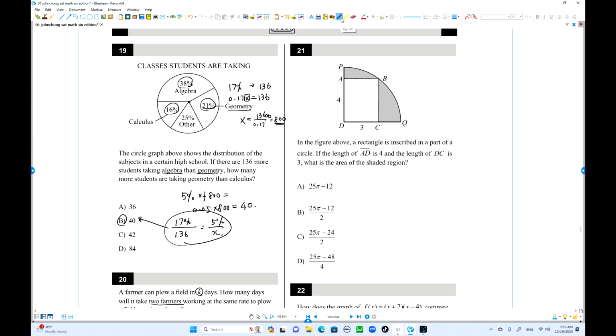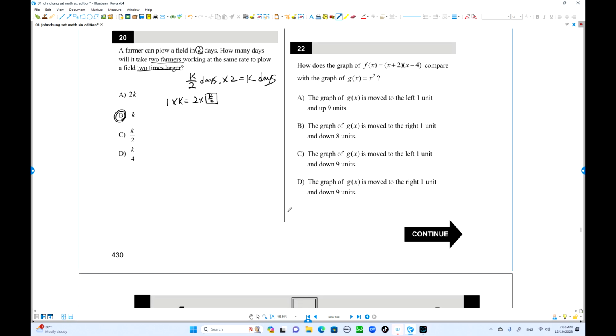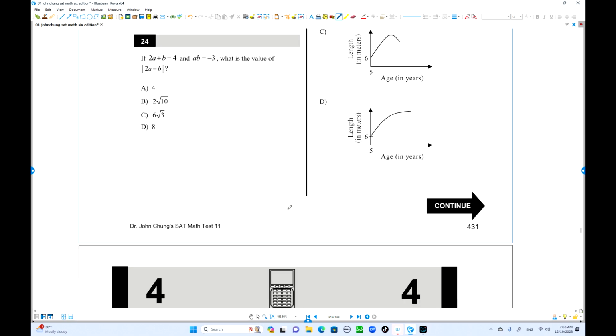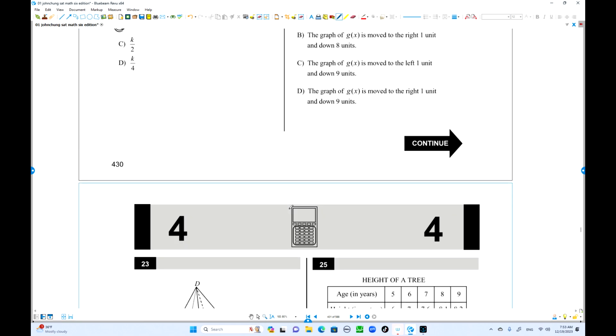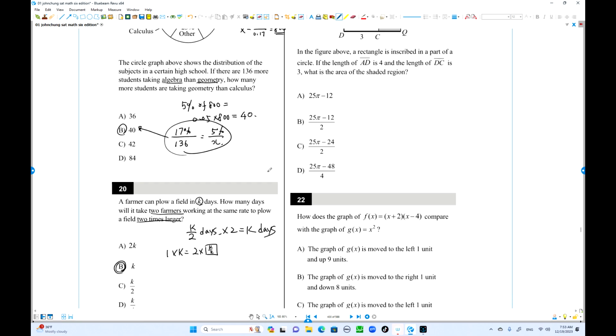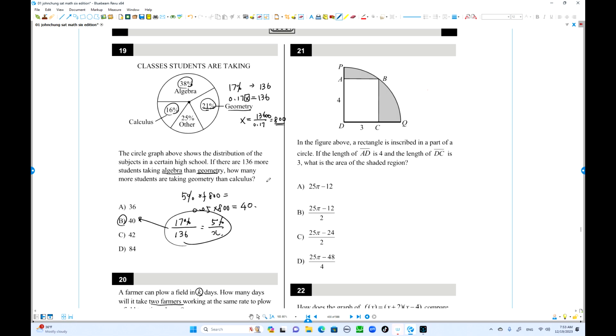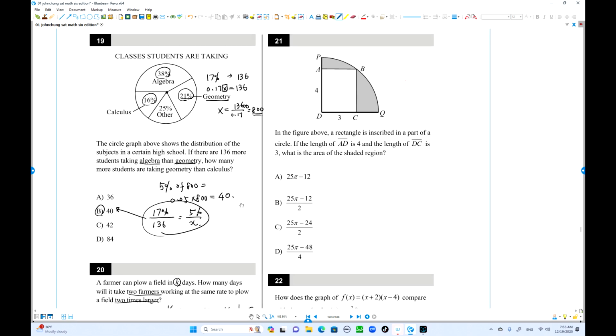Hello everyone. This is test 11, section 4. You're going to finish number 21 to 38 in this video. Okay, here is number 21.